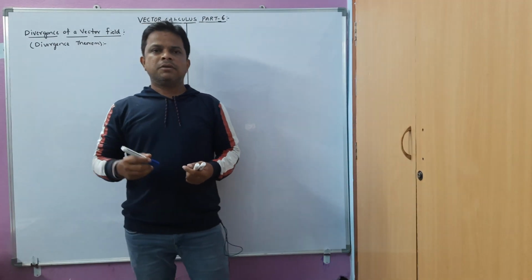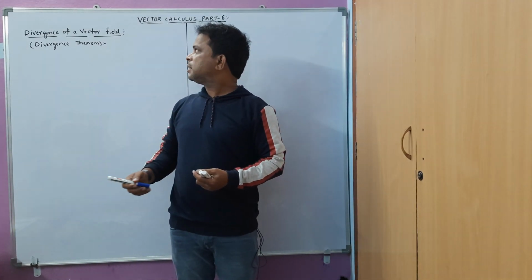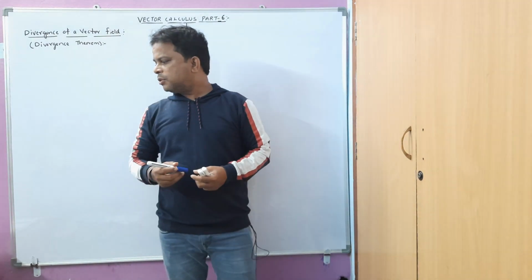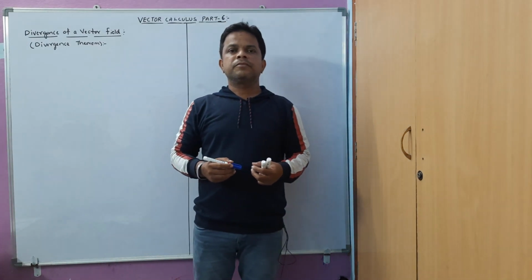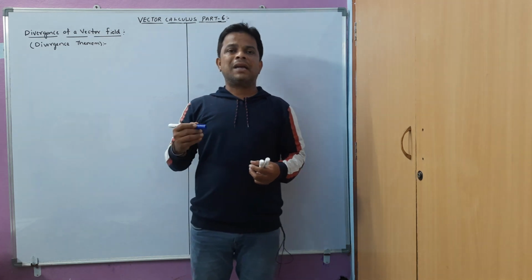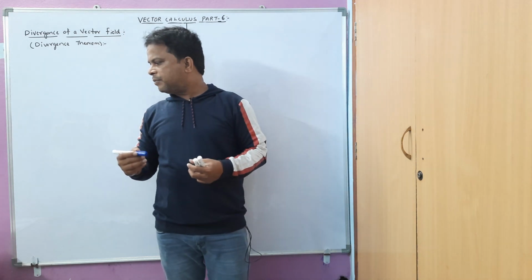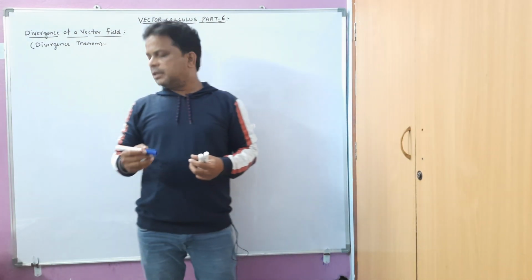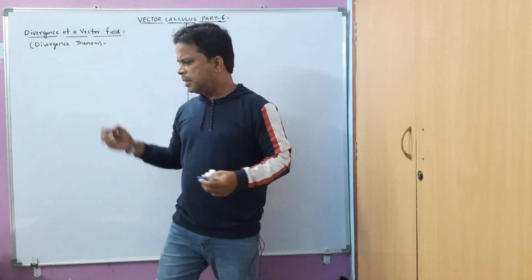Now, without wasting time, we will define what is the divergence of a vector field A. We define the divergence of a vector field A as the net outward flow of flux per unit volume over an incremental surface. That is the divergence of a vector field A. Let us write the definition here.